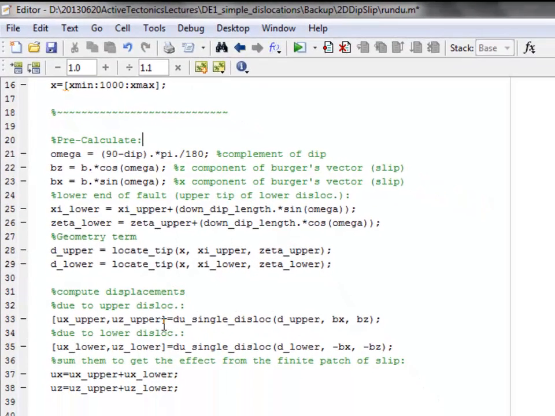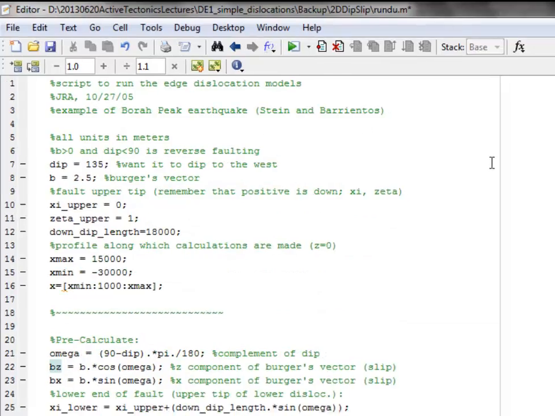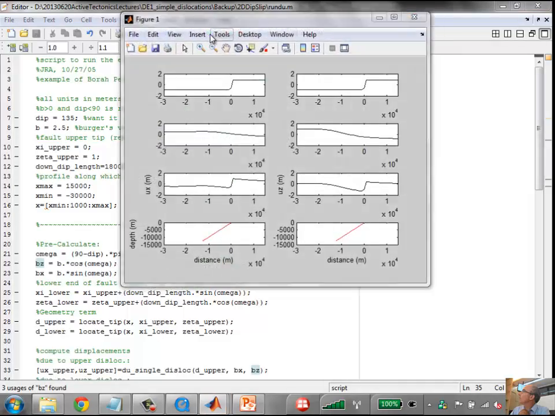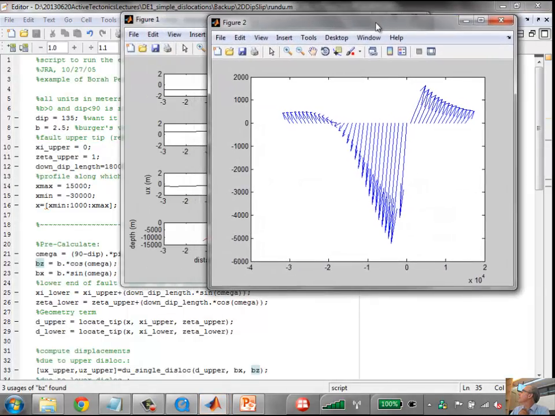So there's upper and lower, and you see right here, I put in the negative components of slip. So when we add it together, these negatives counteract those lower parts of the fault along the dislocation. So anyway, you don't have to worry about that part. If you just push this arrow, it should work.